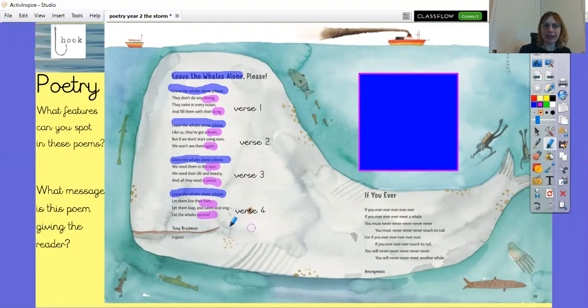Okay. Now, what message do you think this poem is giving the reader? I think it's quite clear from the title that this poem is to try to help people to think about the environment and think about the impact which we are having on wildlife, and particularly thinking of ways in which we can help whales and help to conserve them in nature.